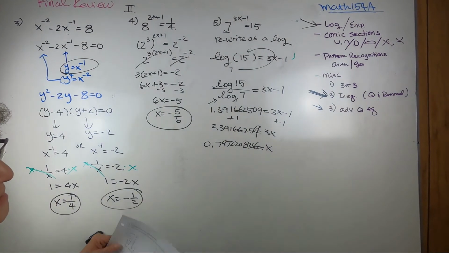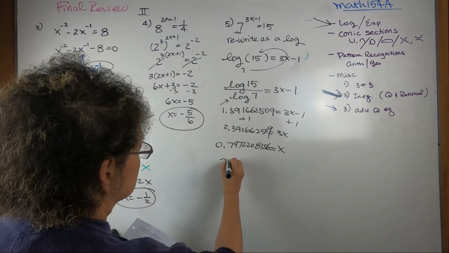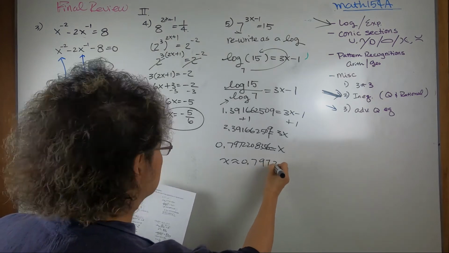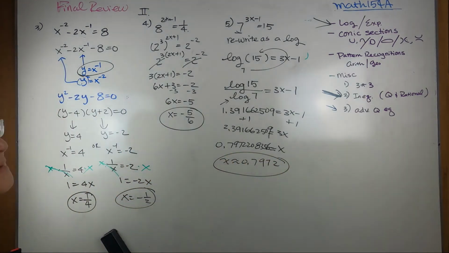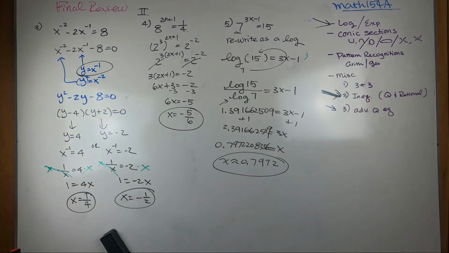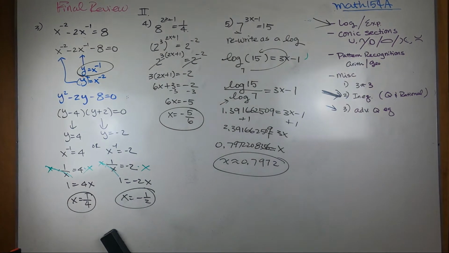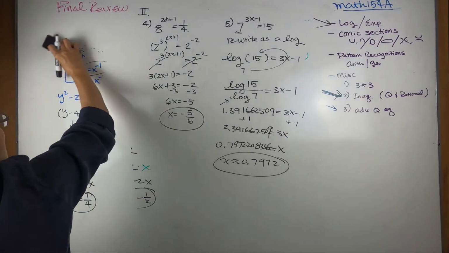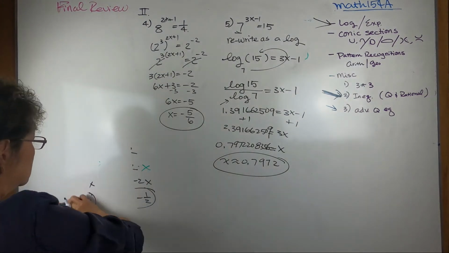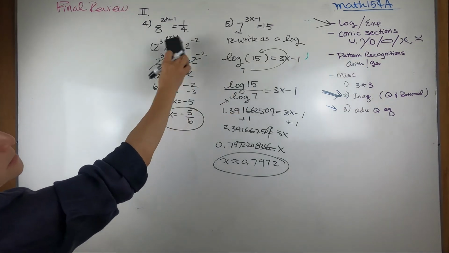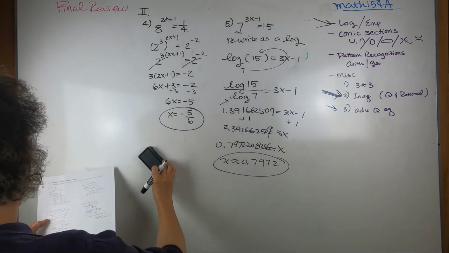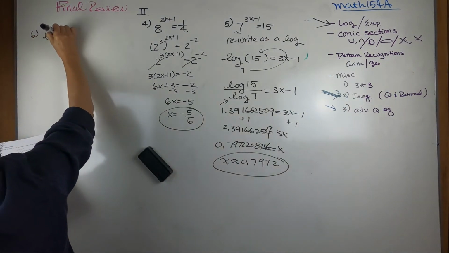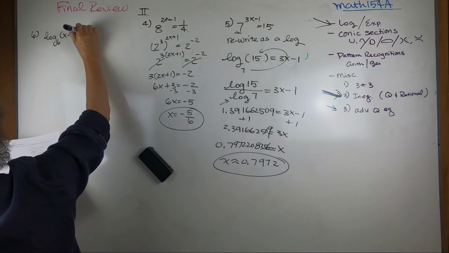Approximated to 4 decimal places. So your x should be what? 0.7972. It's around there. Right? So for log and exponential equations, we solved the exponential equations first. Then how about some log equation?